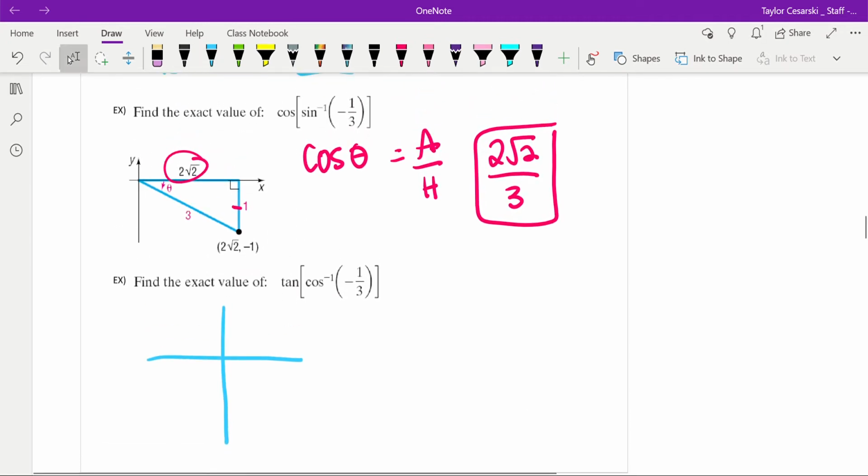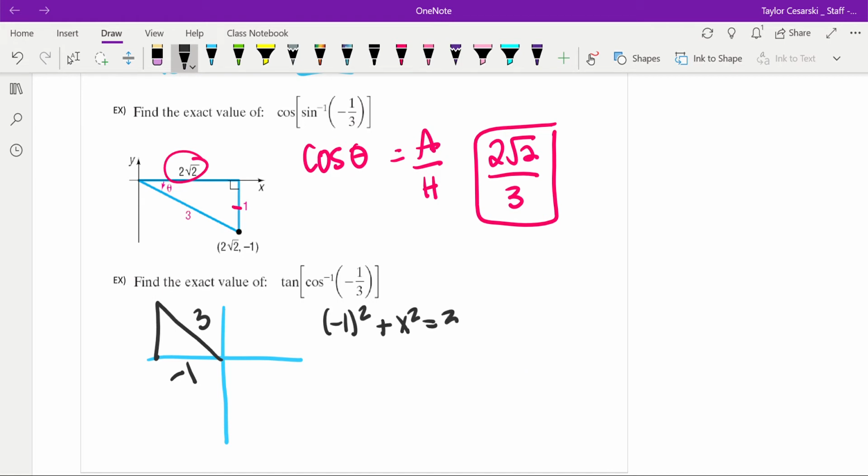So we're going to keep it within our restrictions. So that means that it's got to be in the second quadrant, not the third. So therefore, I'm going to go adjacent over hypotenuse. Gives me cosine. So now I'm going to go ahead and I'm going to find my third side right here. So that gives me 1 plus x squared equals 9. X squared equals 8. And if you simplify the square root of 8, you can also see it in the previous example. That will give you 2 square root 2. And that's going to be positive because I'm going up.